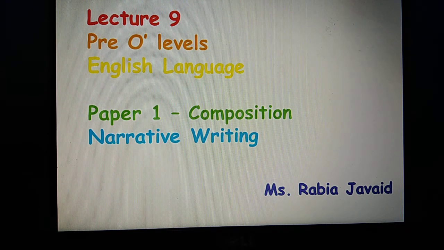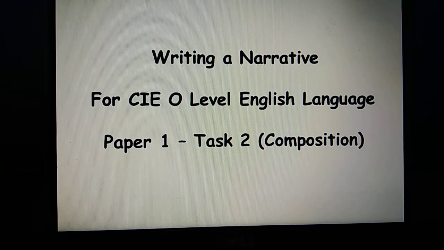Today's lesson is about your CIE O-Levels English Language Paper 1, Section 2, which is Composition Writing. I will be giving you tips on writing a narrative for your CIE O-Levels English Language Paper 1, Task 2. Earlier on, Task 2 was called Creative Writing, but now it has been renamed to Composition Writing.